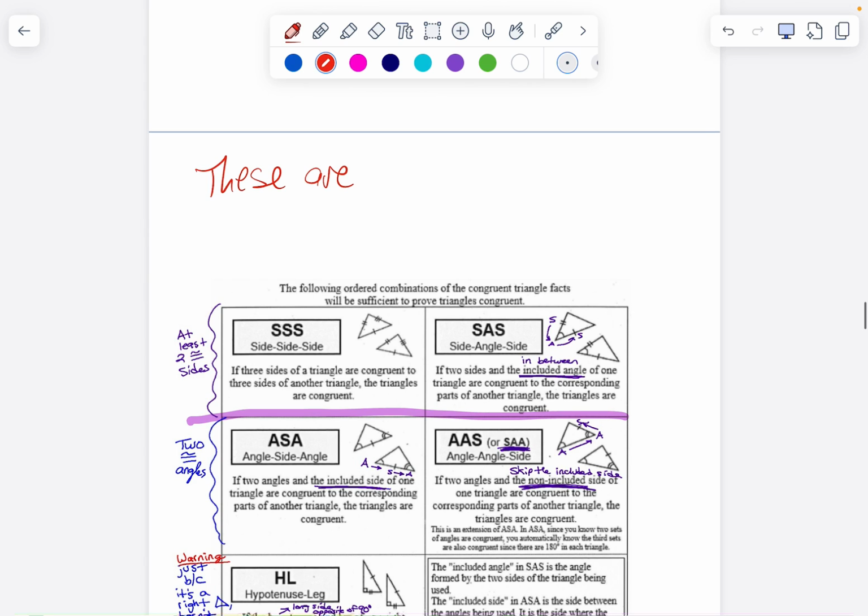And so these are the only 5 ways. And you should write this at the top of your page too, to prove triangle congruence.